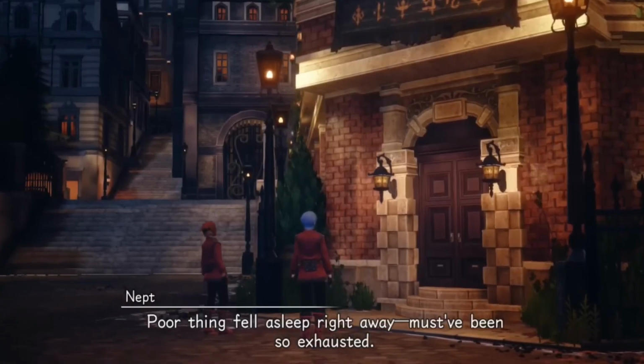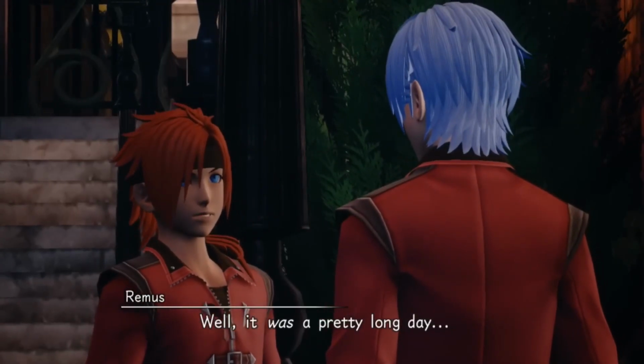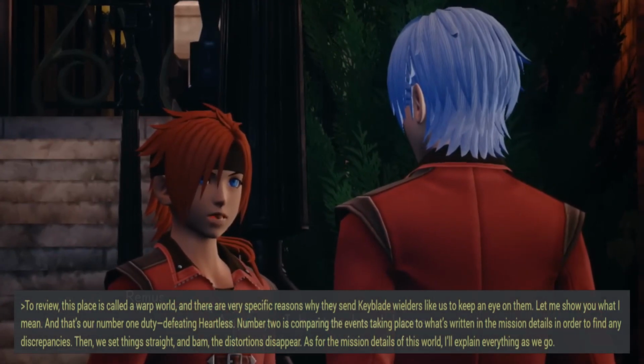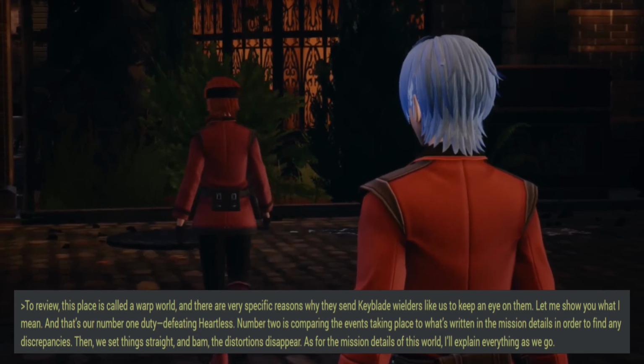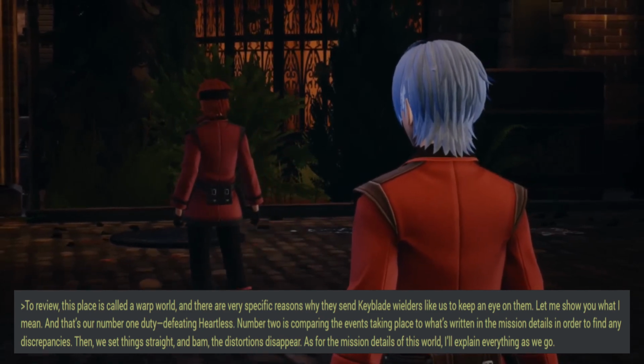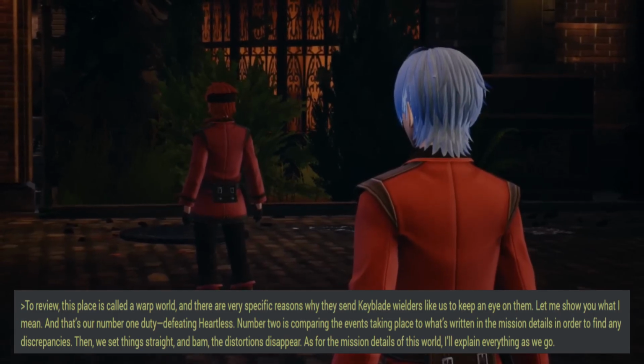The Pinocchio world and possibly the Monstropolis one seem to have been tutorial related worlds as well due to their early appearance. To review, this place is called a warp world, and there are very specific reasons why they send Keyblade wielders like us to keep an eye on them. Let me show you what I mean.